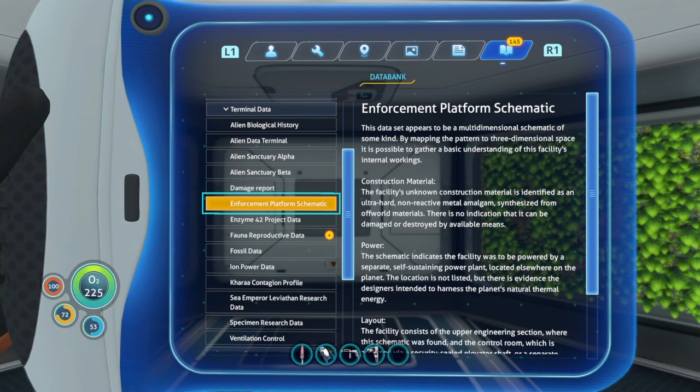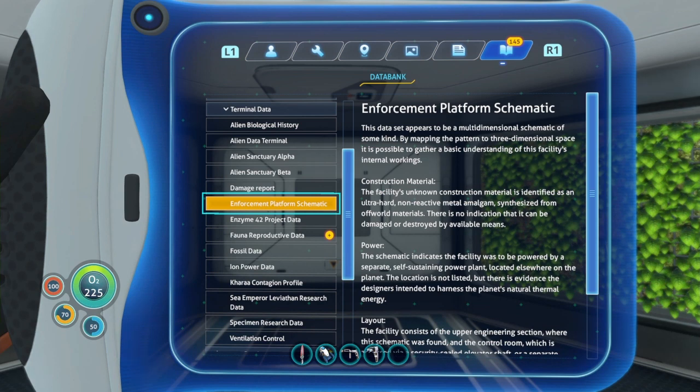Enforcement platform schematic. That's a strange thing, alright. This data set appears to be a multi-dimensional schematic of some kind. By mapping the pattern to three-dimensional space, it is possible to gather a basic understanding of this facility's internal workings. Construction material. The facility's unknown construction material is identified as an ultra-hard, non-reactive metal amalgam, synthesized from off-world materials.